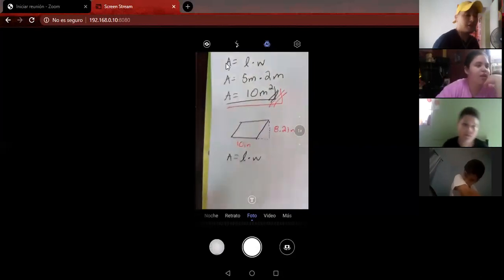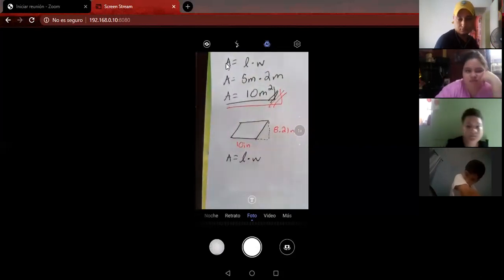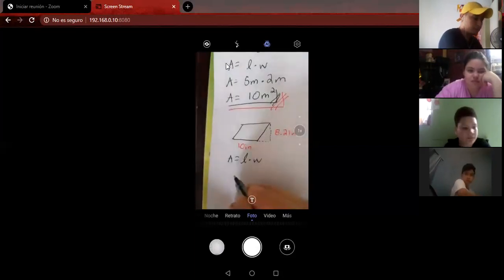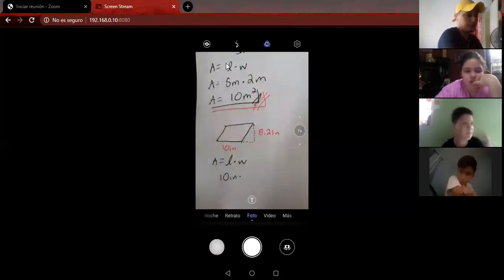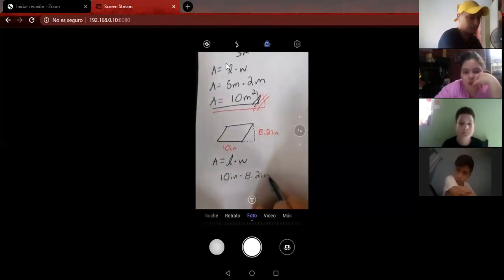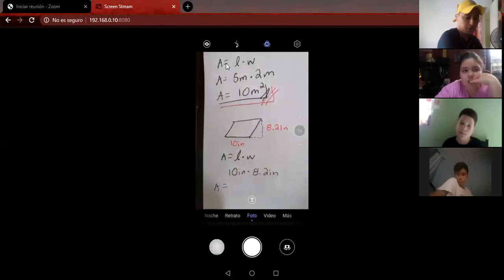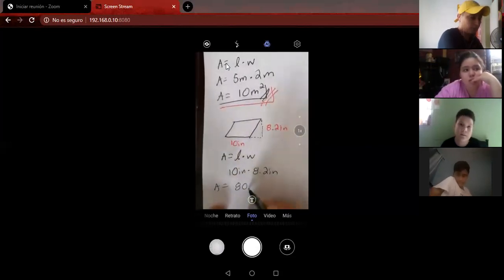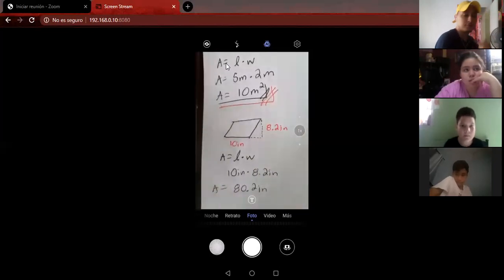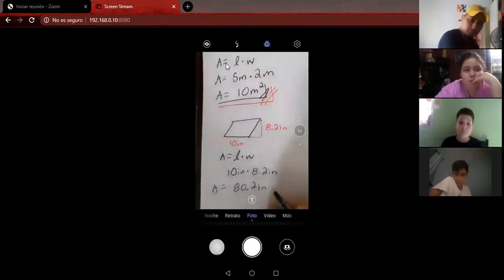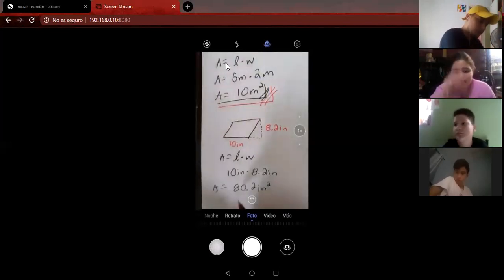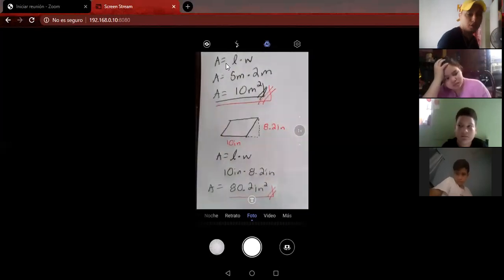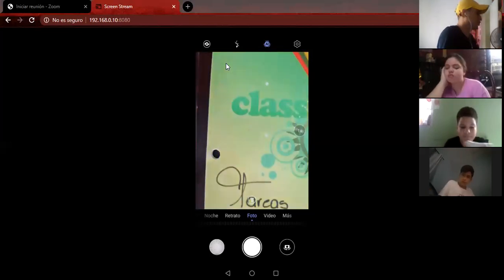So, which is my length? ¿Cuál es el lado más largo? 10. So 10 inches times width. Which is my width? The other one. 8.2 inches. Ahora lo multiplico. This is 82 inches. ¿Qué pongo ahí también? Cuadrado. Yes, a little 2. So this is 82 inches squared. Now, let's continue.